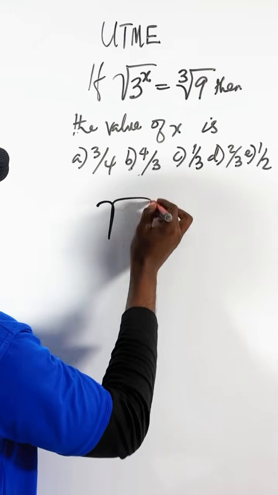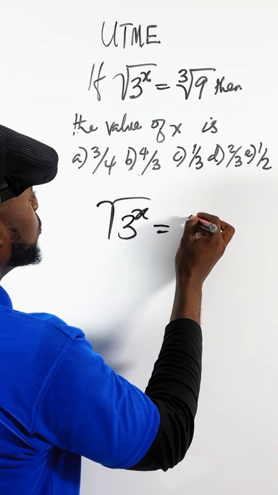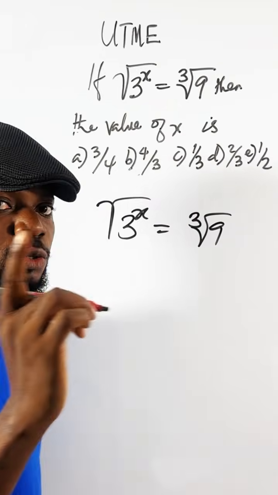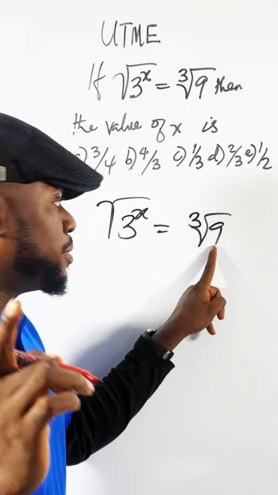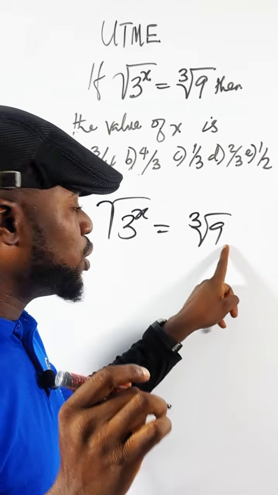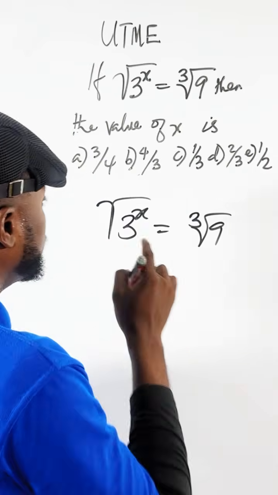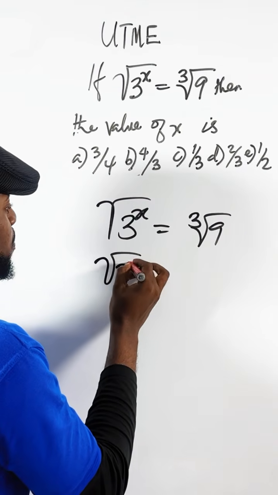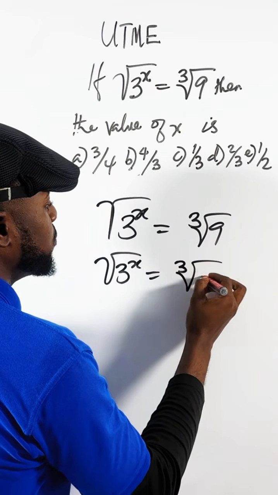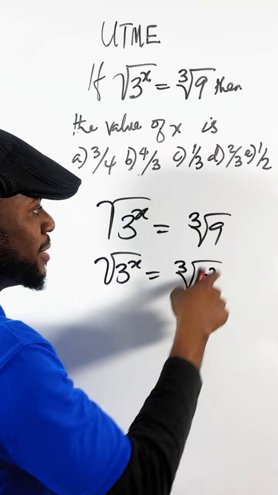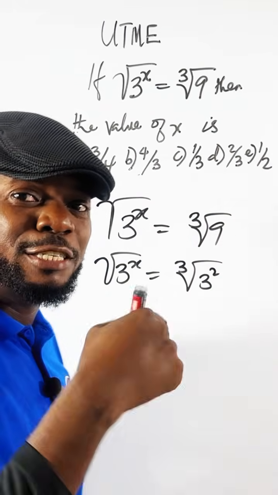So we have the square root of 3 to the power of x equal to the cube root of 9. The first thing I want you to do is to work on this 9, because we have the base of 3. You want to change this 9 to an exponent form. So let's do that real quick. The square root of 3 to the power of x equal to the cube root of 3 to the power of 2. This is exactly the same thing as 9, but it is in its exponent form.